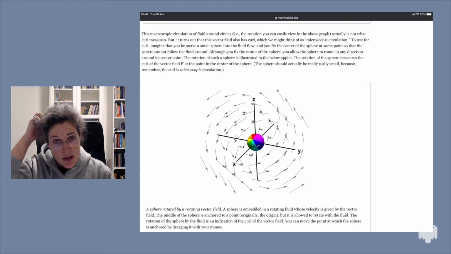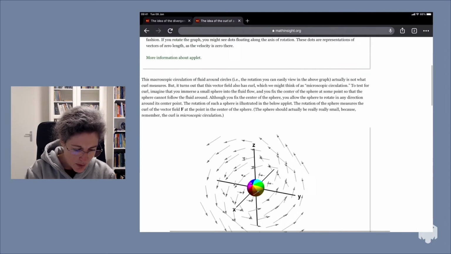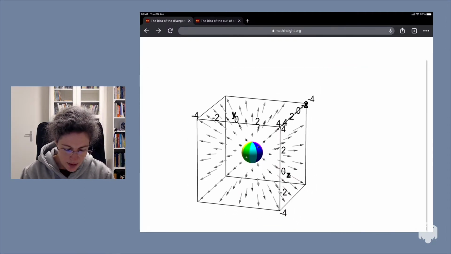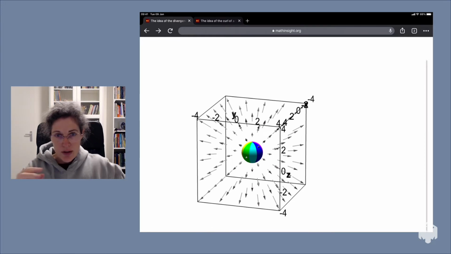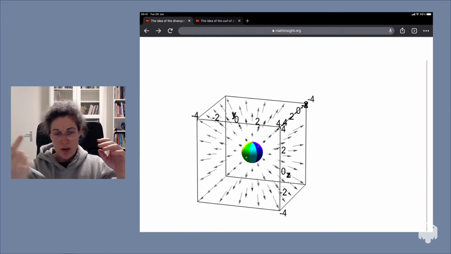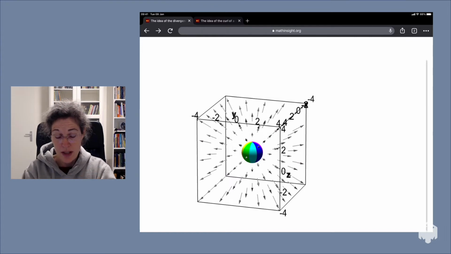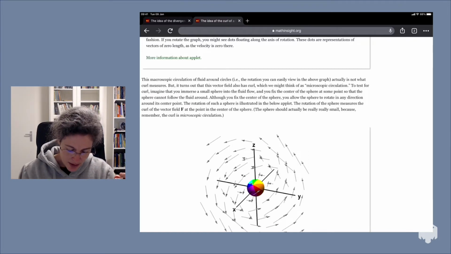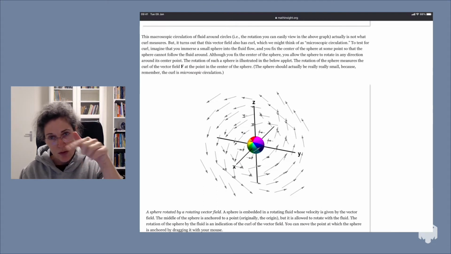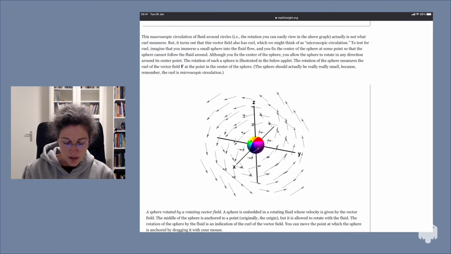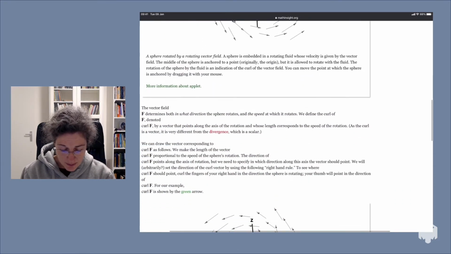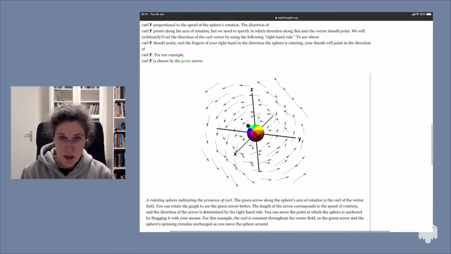So if you think back to the example that we had for our divergence over here, the vectors are just all pointing out. They're not going to induce any motion, any circular or rotational motion in the sphere. So we don't have a curl situation in this particular vector field. But in this one over here, we do. The vectors would induce motion in our little sphere, so we want to be able to measure that.